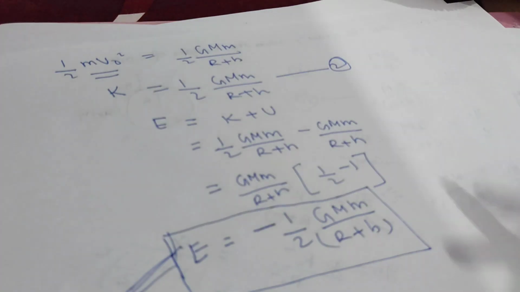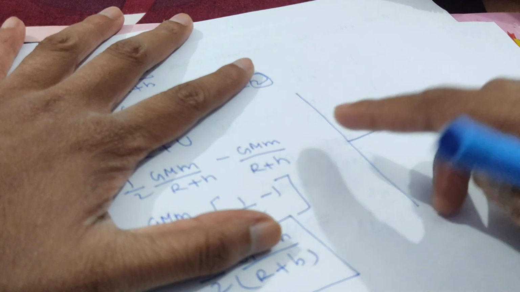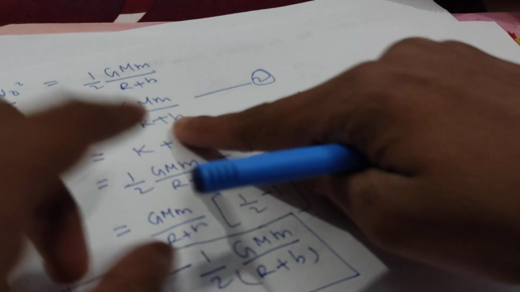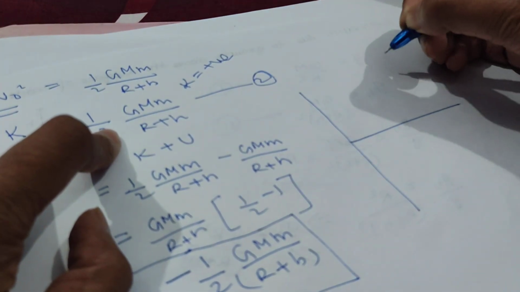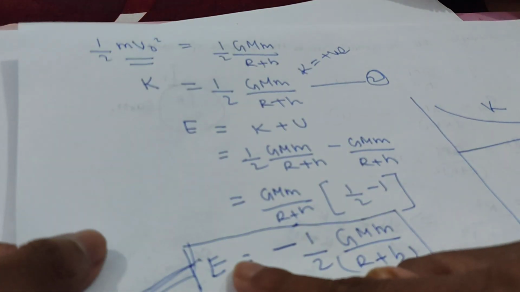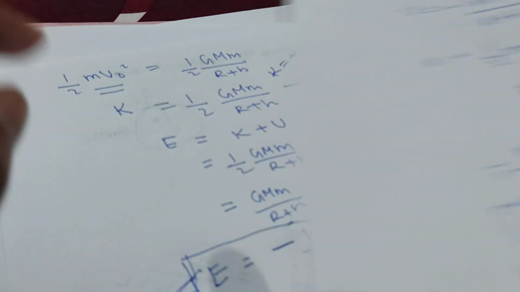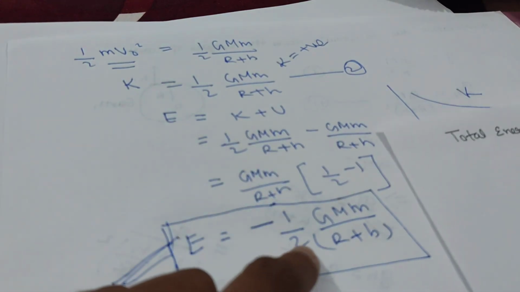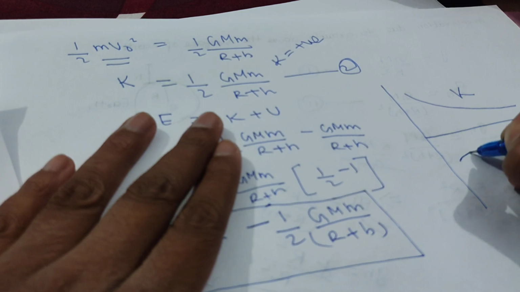Clearly, when we plot this as a graph, it is very important, please pay attention. The kinetic energy is positive, and it will be above the x-axis. But when you see the total energy and the potential energy, the total energy is less negative than the potential energy.